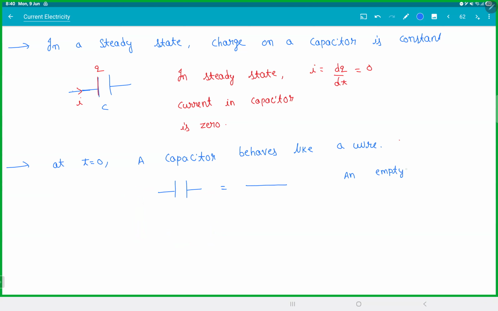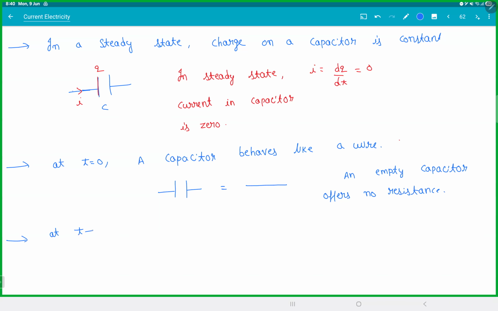Again, it should be an empty capacitor. It offers no resistance initially. Once there is some charge on it, it will start giving an opposition. So whenever at T0, an empty capacitor can be replaced with a wire.